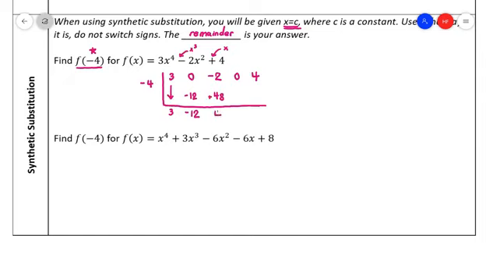Negative 2 plus 48 is 46. Negative 4 times 46 is negative 184, times negative 4 is positive 736. 4 plus 736 is 740. So f of negative 4 is 740.